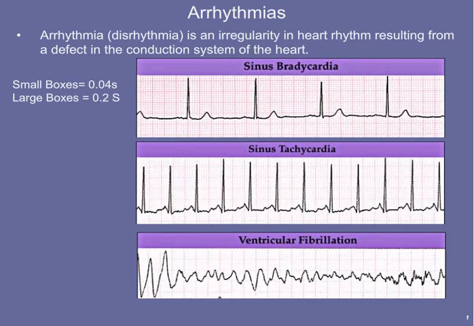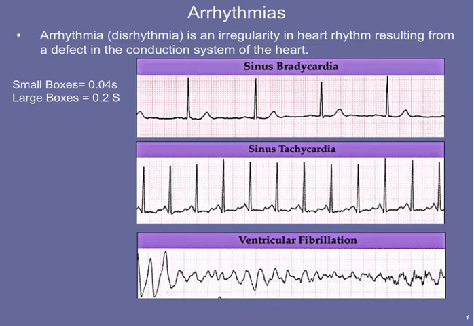So heart block is an example of an arrhythmia. An arrhythmia or dysrhythmia is an irregularity in the heart rhythm, oftentimes but not always resulting from a defect in the conduction system of the heart. And here are some other examples of arrhythmias. The first of these is something called bradycardia. Bradycardia means slower than normal heart rate.